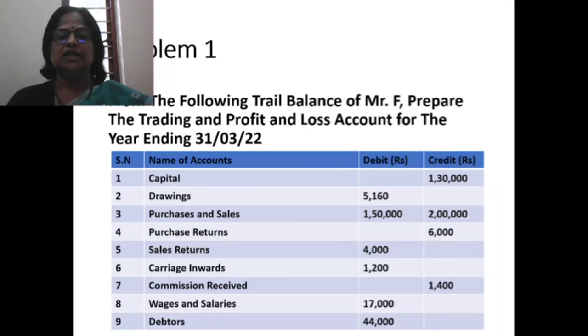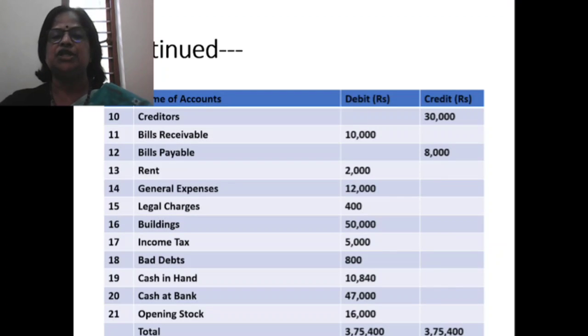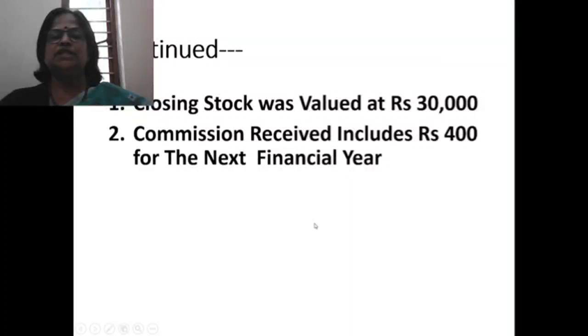That is 4,000. Carriage inwards, this is an item for the trading account, 1,200. Commission received, it will come in the profit and loss account, 1,400. Wages and salaries, it will come to profit and loss account, 17,000. Debtors 44,000, it's an item for balance sheet. Creditors 30,000, bills receivable 10,000, bills payable 8,000. These are all the items for balance sheet. Rent 2,000, general expenses 12,000, legal charges 400, buildings 50,000, income tax 5,000, bad debts 800, cash in hand 10,840, cash at bank 47,000, opening stock 16,000. Total of the trial balance 3,75,400.